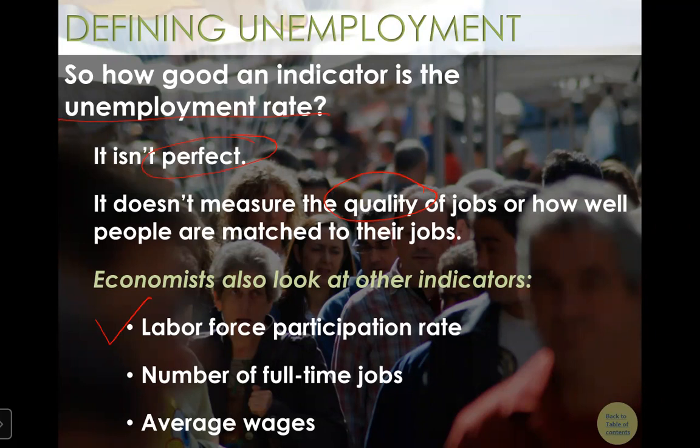So that's the first one. Second, the number of full-time jobs. That's going to give us a measure of how many people are underemployed. And lastly, average wage. That just tells you the quality of jobs, right? So if the average wage is low, that means the quality of jobs is low. On the other hand, a high wage means the market is fairly healthy.